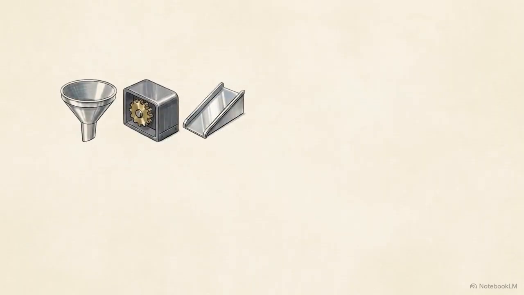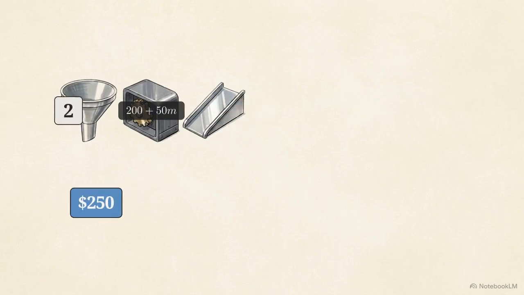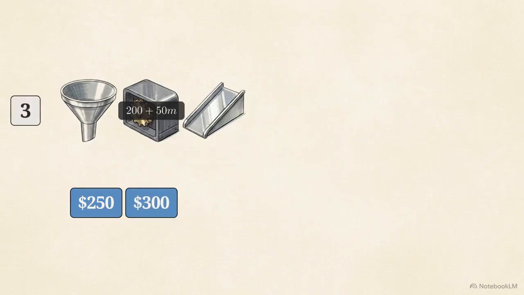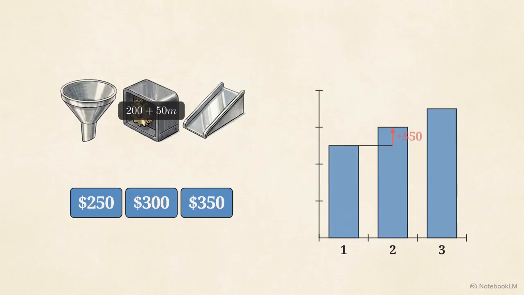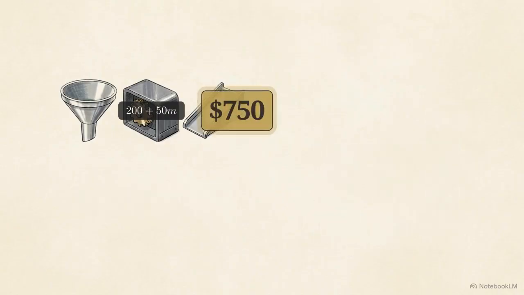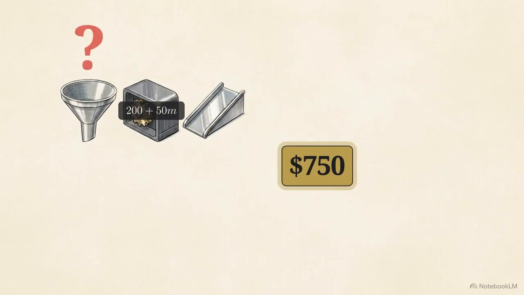Polynomials act exactly like input-output machines. You feed a value into the variable, the expression processes it, and a specific result comes out the other side. Think of a chess club with a $200 joining fee plus $50 per match. The formula is 200 plus 50M. If you play 1 match, your total cost is $250. 2 matches, $300. 3 matches, $350. Notice how the cost increases by a flat $50 for every additional match. This constant, unflinching rate of change is the defining characteristic of a linear polynomial.